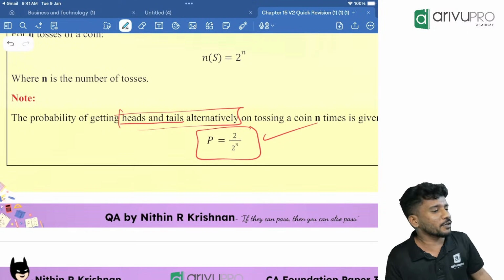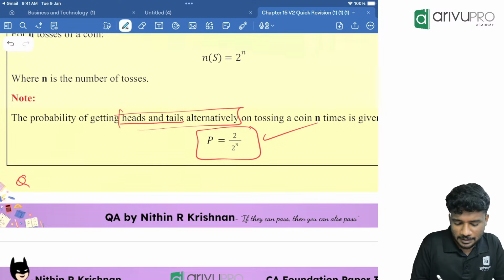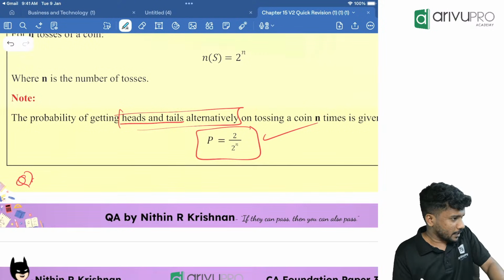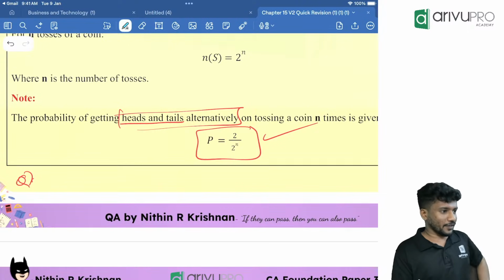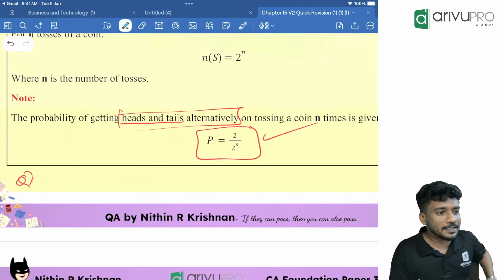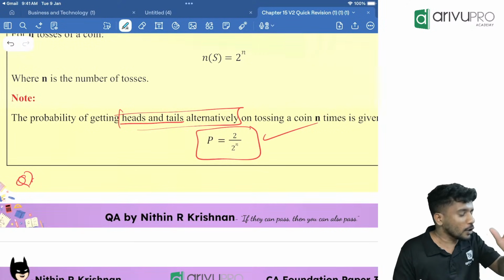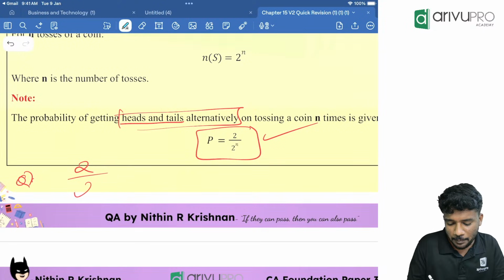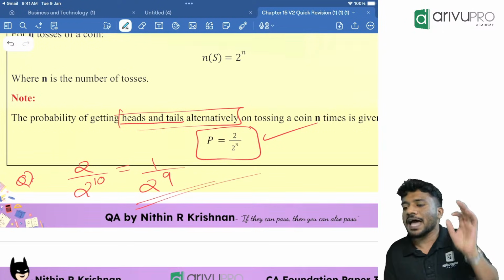That is 2 divided by 2 raised to n. Now, my question regarding this is, what is the probability of getting heads and tails alternatively if I toss a coin 10 times? Answer will be 2 divided by 2 raised to 10. So the answer will be 1 divided by 2 raised to 9.